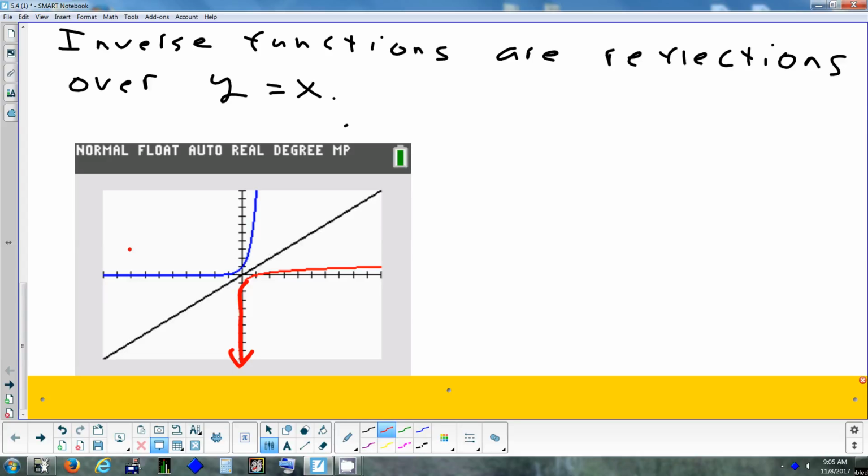Okay, so a couple things. Notice that logarithms and exponentials both increase as you head to the right. The blue graph is going up, the red graph is going up. But the red graph is going up extremely slowly.